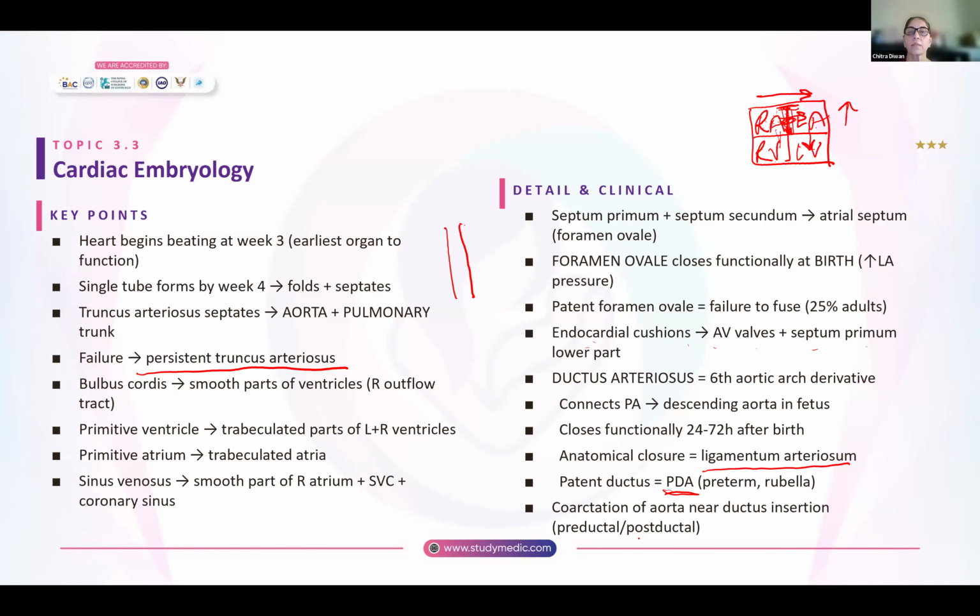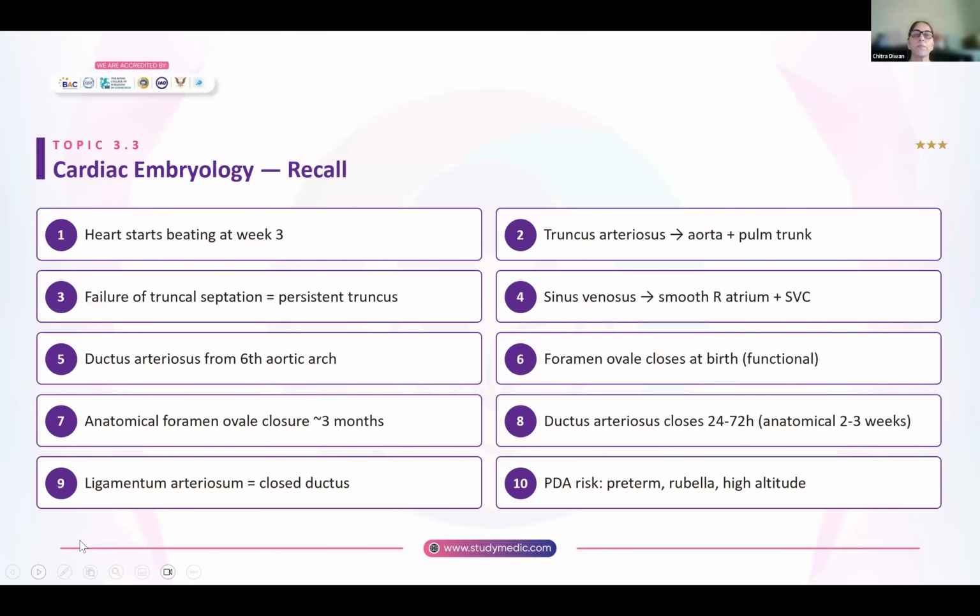They are preductal or postductal. For your exam point, you really need not go into details of what is preductal and postductal. Okay. So to recall about development of the heart, remember heartbeat starts at week 3.